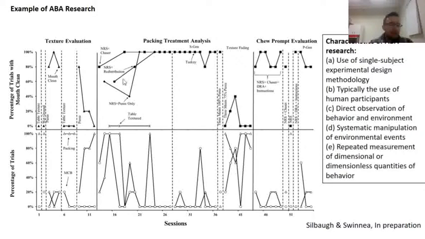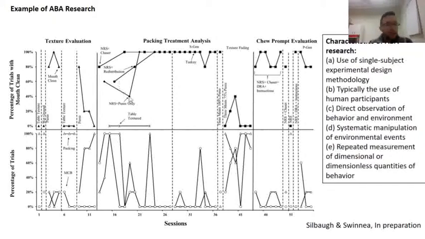And so what I did is I used what's called an alternating treatments or multi-element design, which consisted of multiple test conditions and a control condition alternated across sessions in a way that allows you to determine what the relative effects are of these different treatment components by comparing, in this case, the percentage of trials with mouth clean under those conditions with the percentage of trials with mouth clean under the table texture condition.